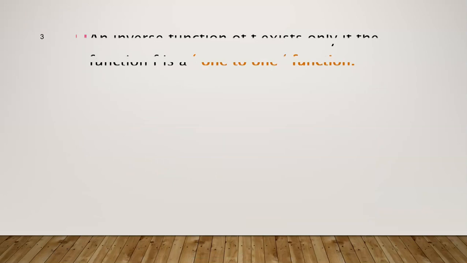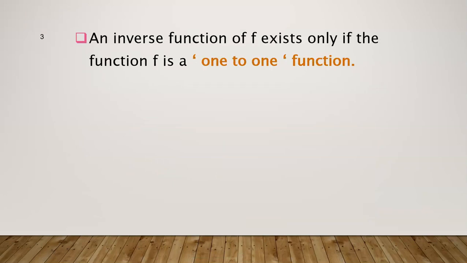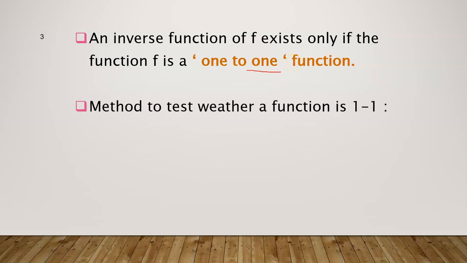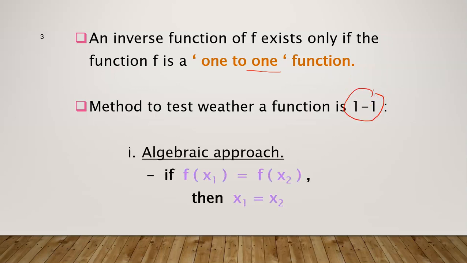Okay, it's reversed, right? So an inverse function of f exists only if the function f is a one-to-one function. Always remember that inverse function only exists for one-to-one function. There are a few methods to test whether a function is one-to-one.